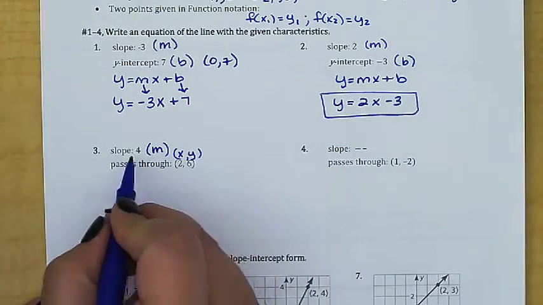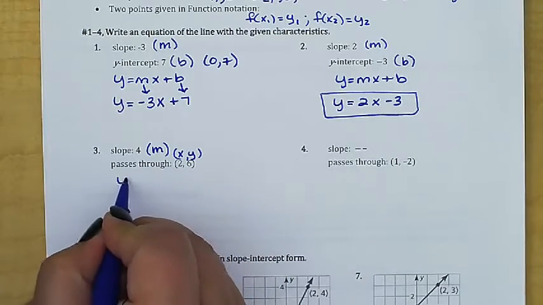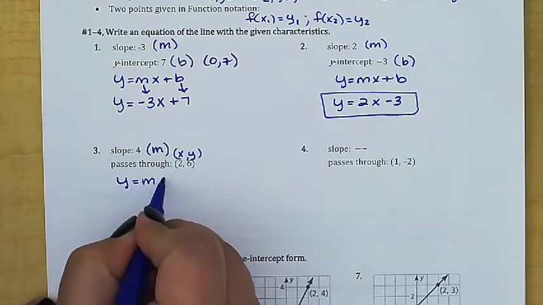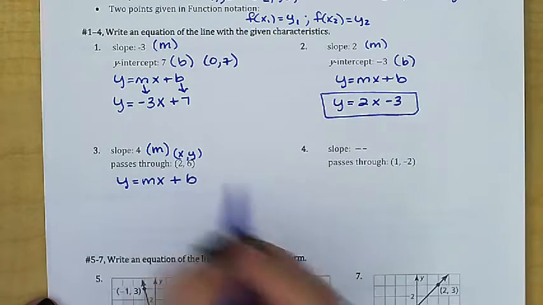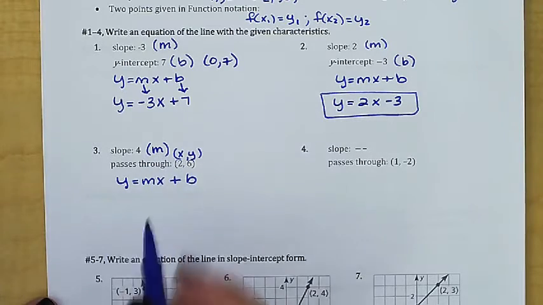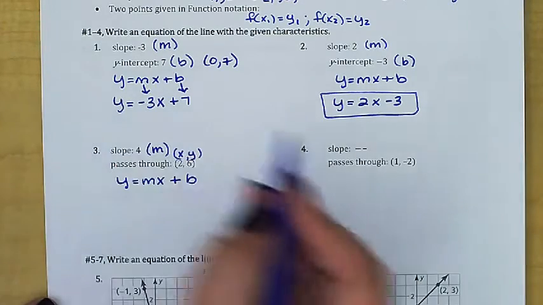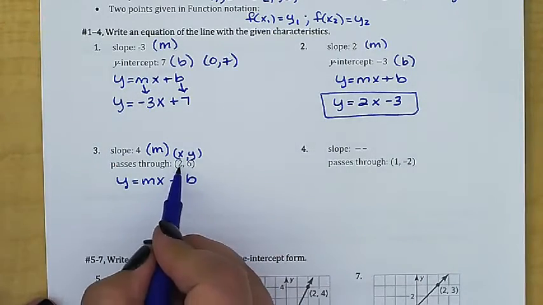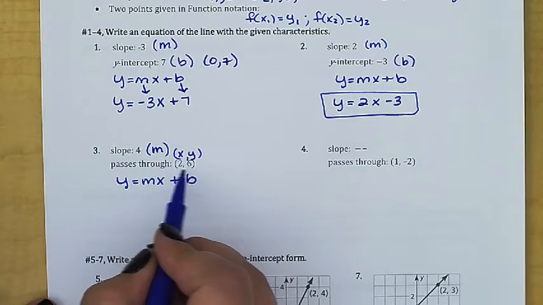So if we know the slope and a random point, then we're still going to use slope-intercept form here. And what we're going to do is fill in what we know. We definitely know the slope, right? Just like we did here, I could go ahead and insert that now. And then I do know that it passes through the point (2, 6).